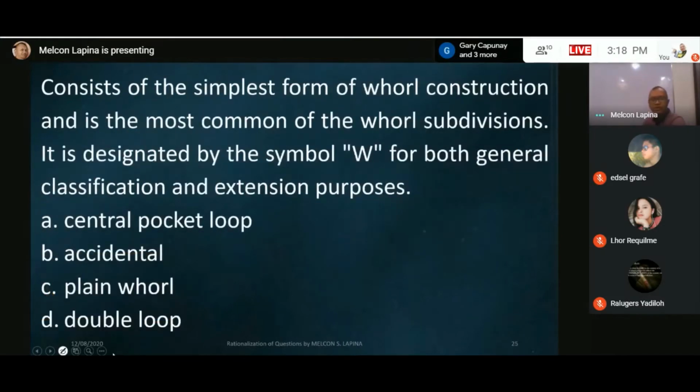25. Consists of the simplest form of whorl construction and is the most common of the whorl divisions. Pinaka-common. It is designated by the symbol W for both general classification and extension purposes. That is known as what? That is what we call as plain whorl. So, pinaka-common.